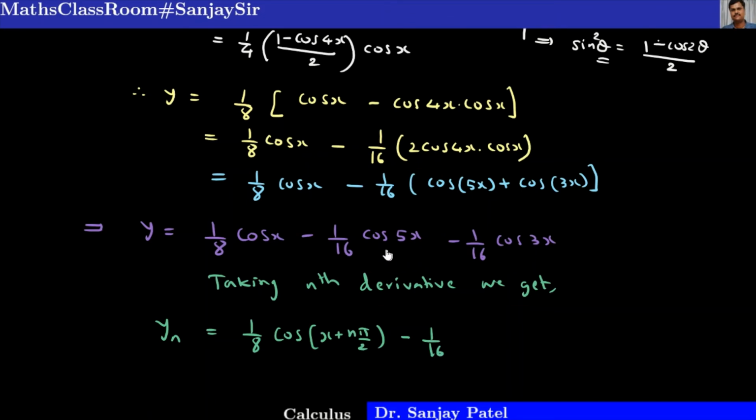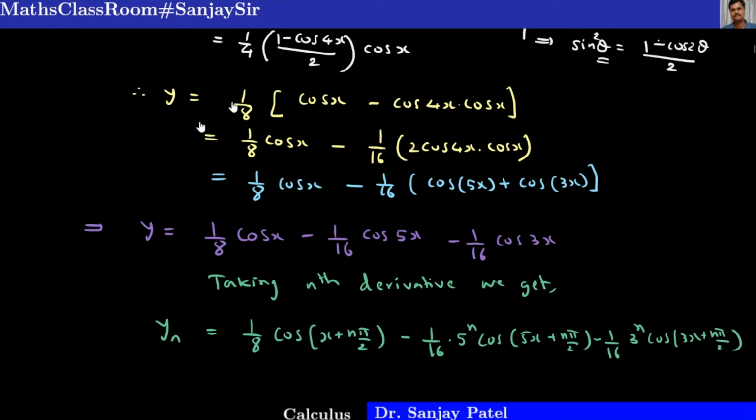Now for this term, cos 5x, a is equal to 5 and b is equal to 0, so it is 5 raised to n into cos of 5x plus n pi by 2. And finally, for this we have a equal to 3 and b equal to 0, so minus 1 upon 16 into 3 raised to n cos of 3x plus n pi by 2. So this is our final answer for the nth derivative of the given function.